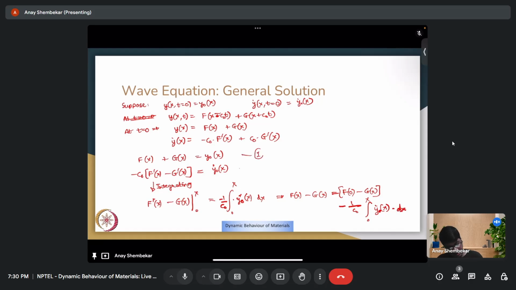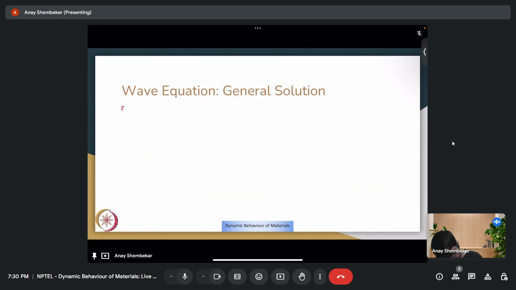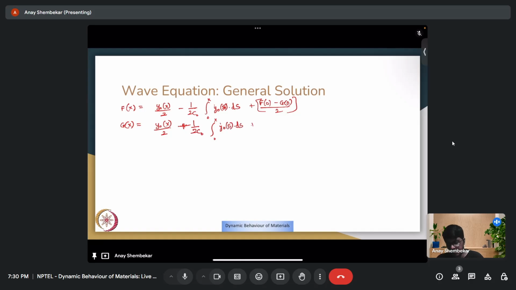So using equation 1 and equation 2, you can figure out capital F of x is equal to y naught of x by 2 minus 1 by 2 c naught integral 0 to x y naught dot of s ds, and capital G of x is F of 0 minus G of 0 by 2 plus y naught of x by 2 plus 1 by 2 c naught integral 0 to x y naught dot of s ds plus, sorry, minus F of 0 minus G of 0 by 2.